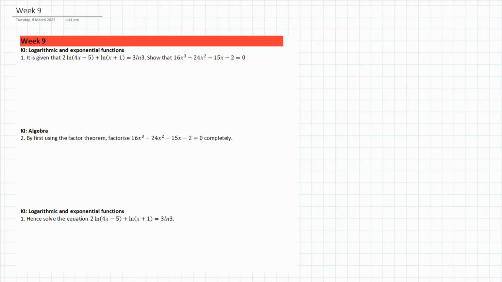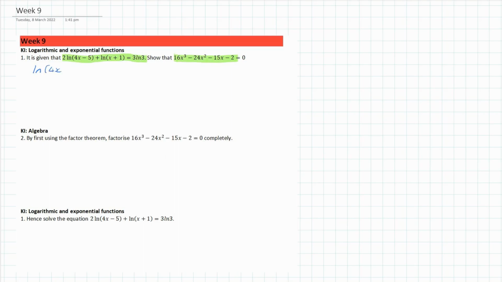And we're told that it's given that this formula here, 2ln(4x minus 5) plus ln(x plus 1) is equal to 3ln 3, and we've got to show this here. So obviously what we want to do is remove the natural logarithm function. So what we can do is use our log rules to rewrite this.